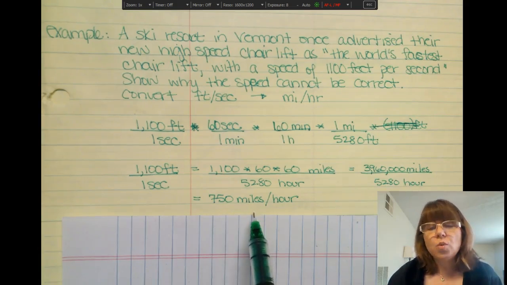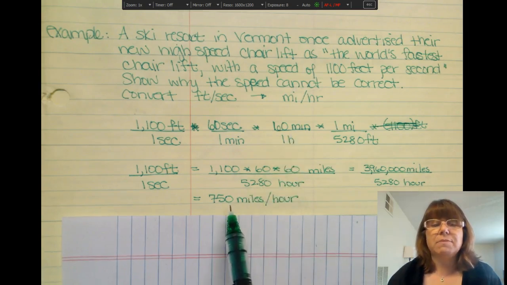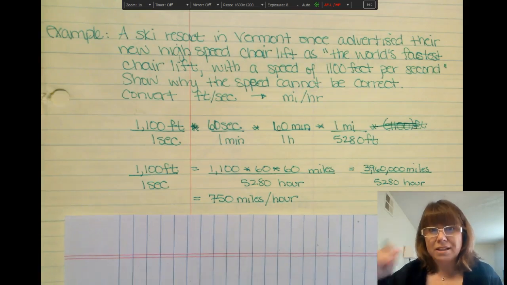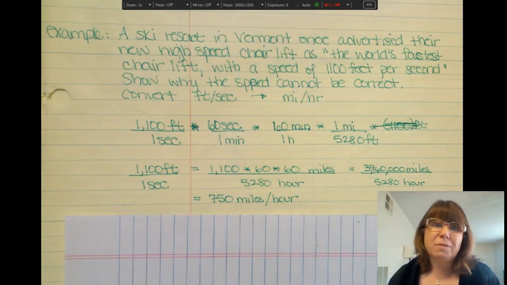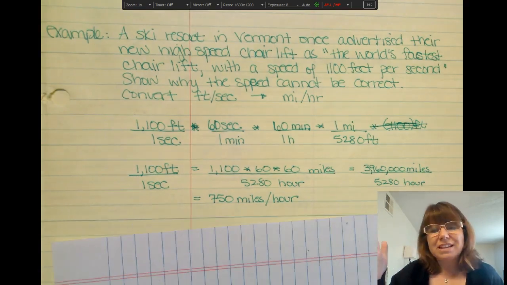So there is no way that a chairlift would go 750 miles per hour. In fact, it probably would hurt the people that were riding it. Maybe they could build it to go 750 miles per hour, but certainly it would not be a comfortable ride. So that's it for this portion.